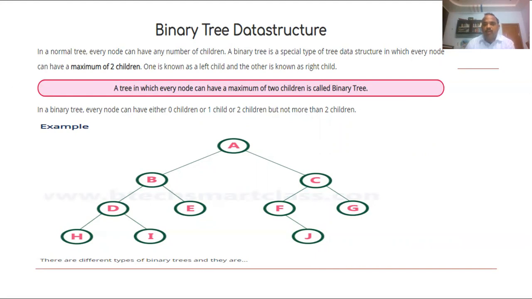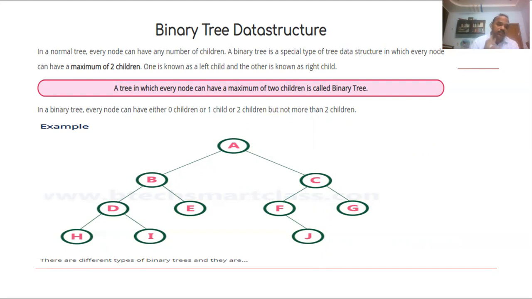A node can have 0, or one, or more children. That is called a general tree. Whereas in a binary tree, every node can have a maximum of 2 children. That is called a binary tree.